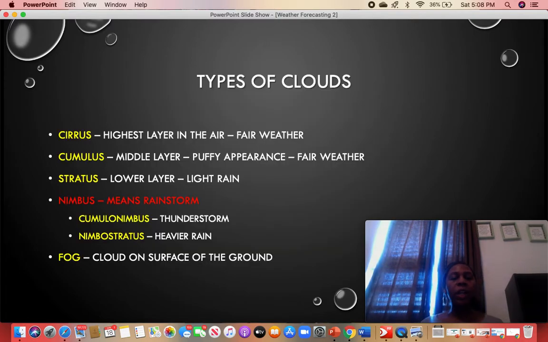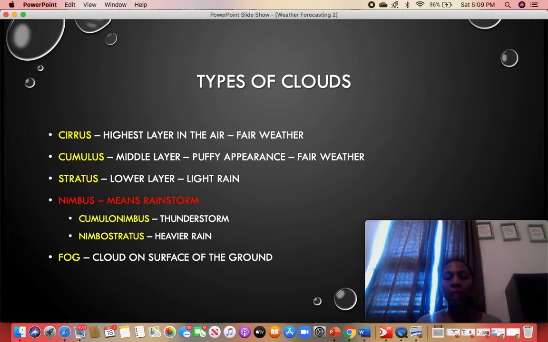So again, just reiterating some information about the clouds. We have our three types. Typically with cirrus and cumulus, you'll have nicer weather. But with stratus, you'll have light rain. And then we have that term nimbus. Nimbus basically means some type of storm. So cumulonimbus is going to bring a thunderstorm. Nimbostratus, we know stratus is rain, but this time it's going to be heavier rain because of that type of cloud it is.